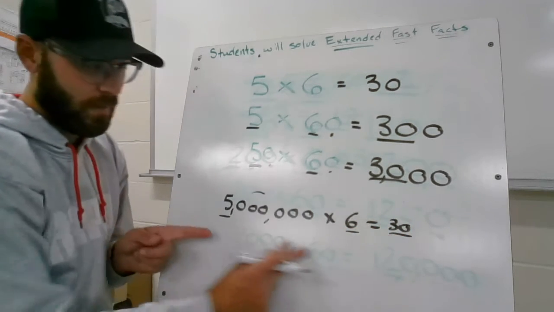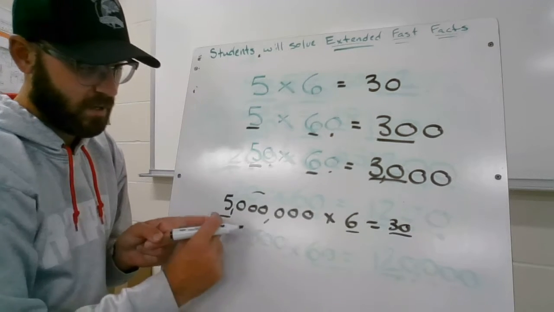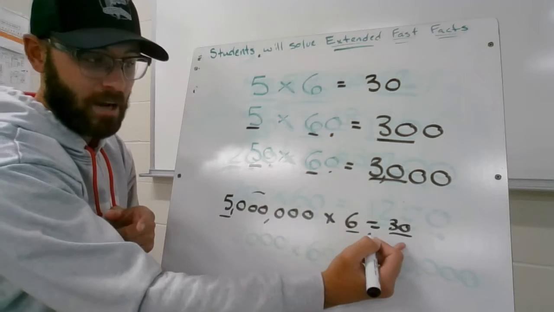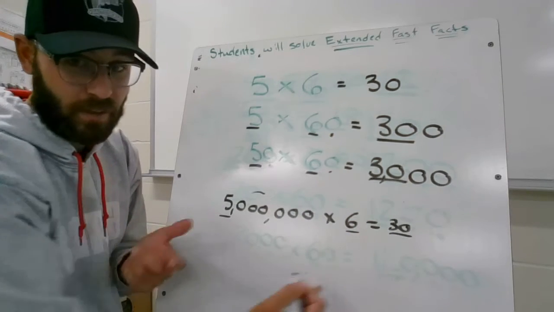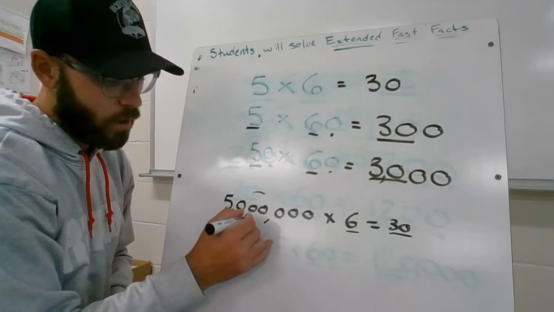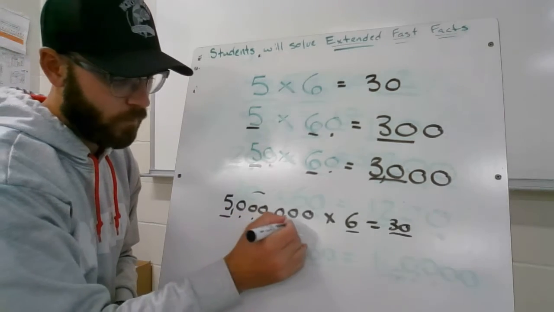I underline. Notice how I underline that each and every time. I underline my fast fact. 5 times 6 is 30. That way I know how many zeros to add after, no matter what, even if it does end with a 0. Like if the product comes out to 20 or 40, I still have to add all these zeros after it. 1, 2, 3, 4, 5, 6.